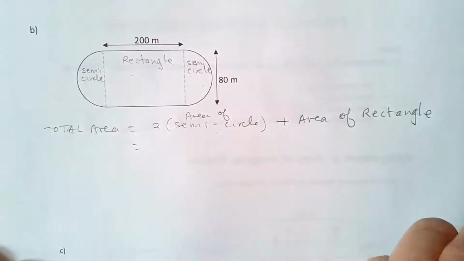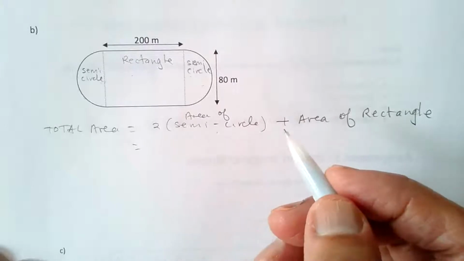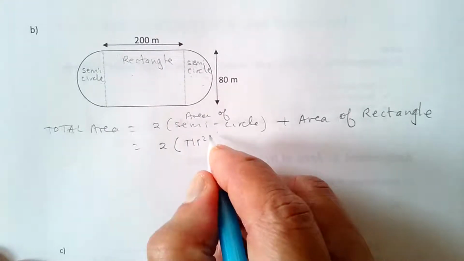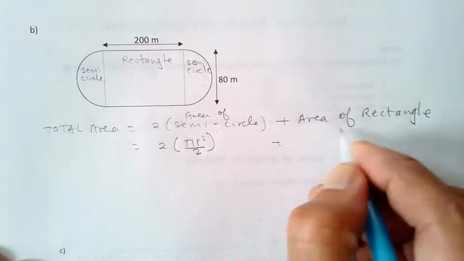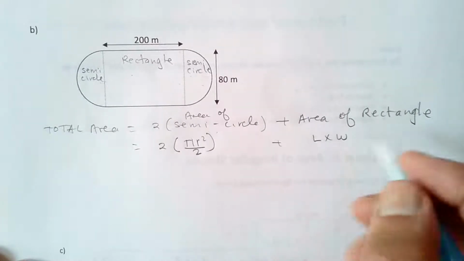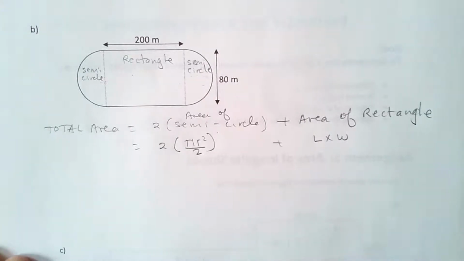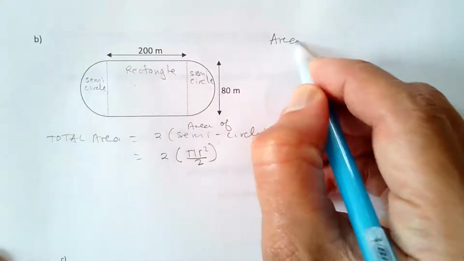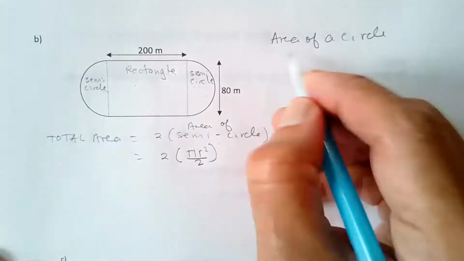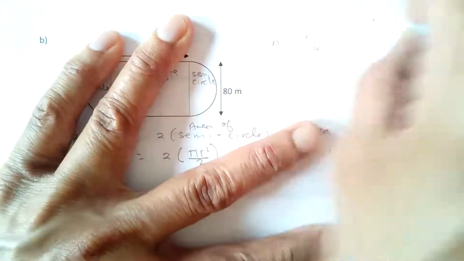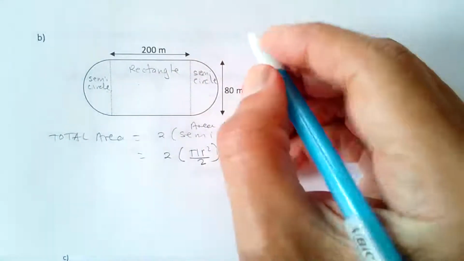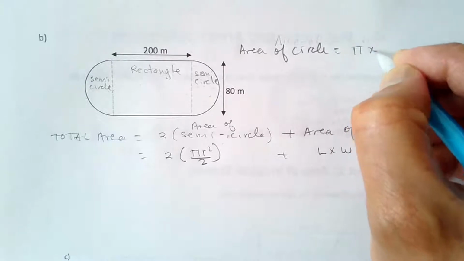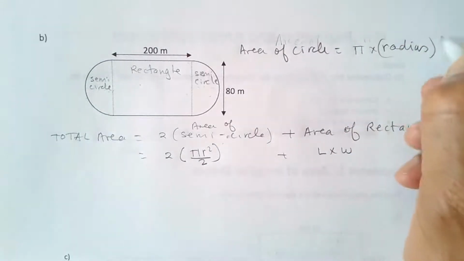Now, the area of a semicircle is half the area of a circle. So we have pi r squared, so area divided by 2. Because the area of the rectangle is length times width. The area of a circle is pi times the radius to the power 2.